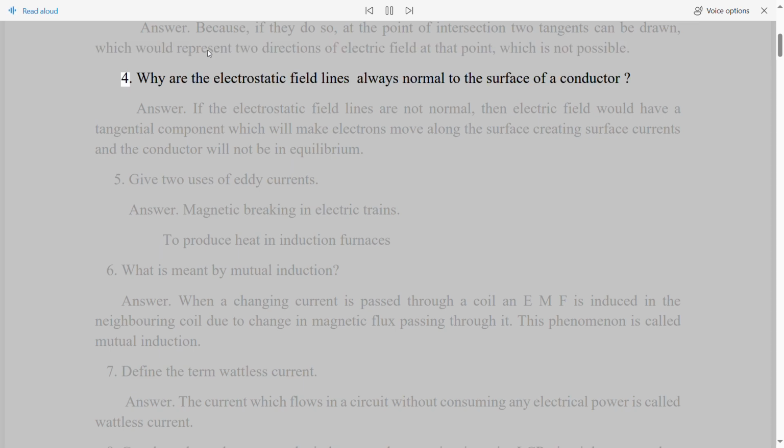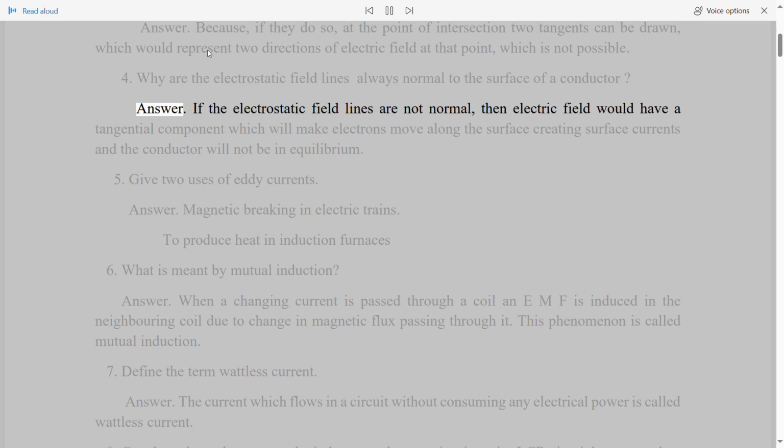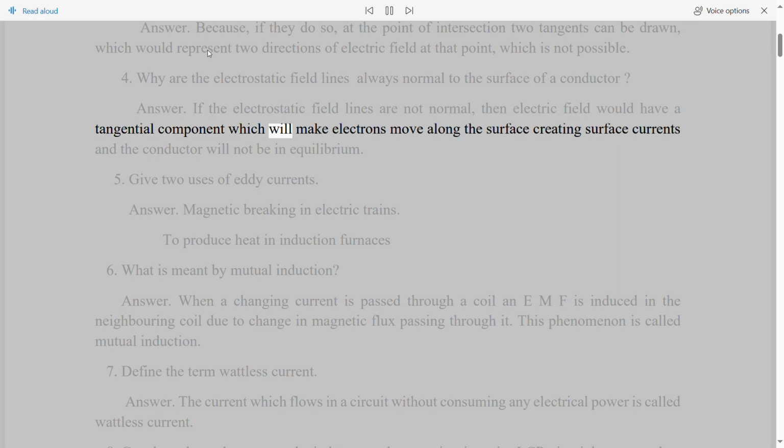5. Why are the electrostatic field lines always normal to the surface of a conductor? Answer. If the electrostatic field lines are not normal, then the electric field would have a tangential component which will make electrons move along the surface, creating surface currents, and the conductor will not be in equilibrium.